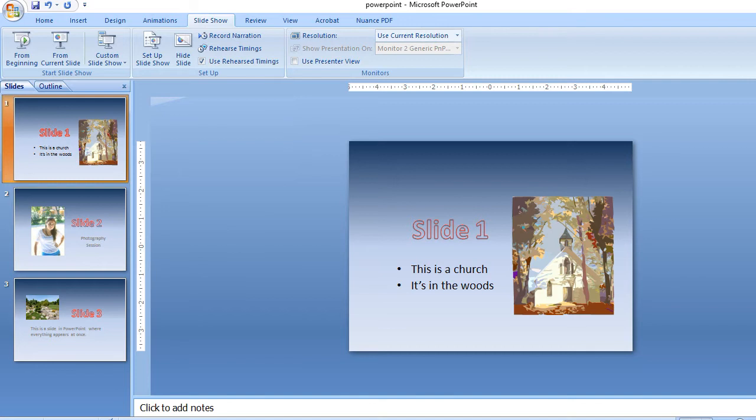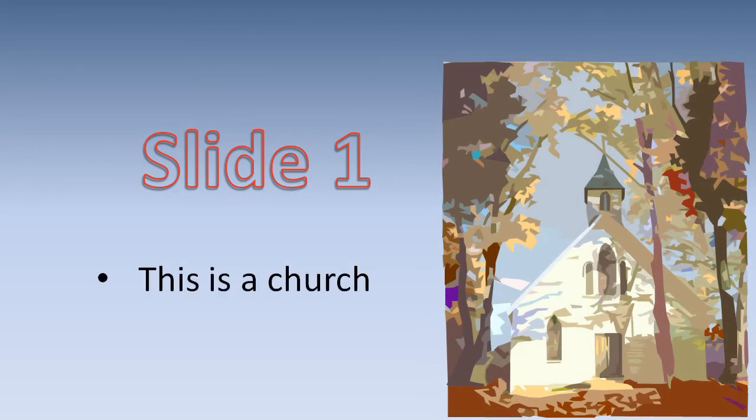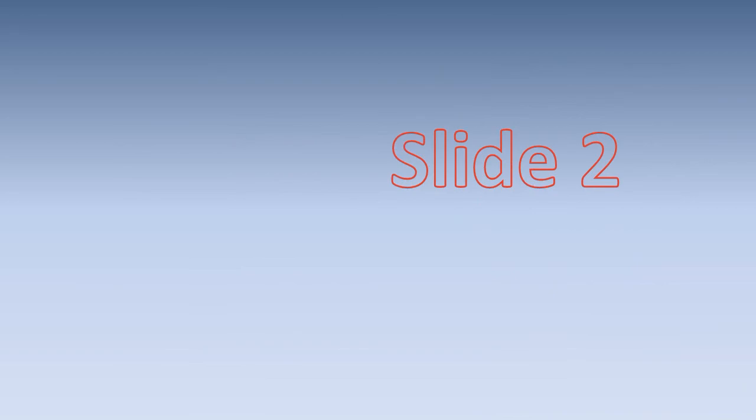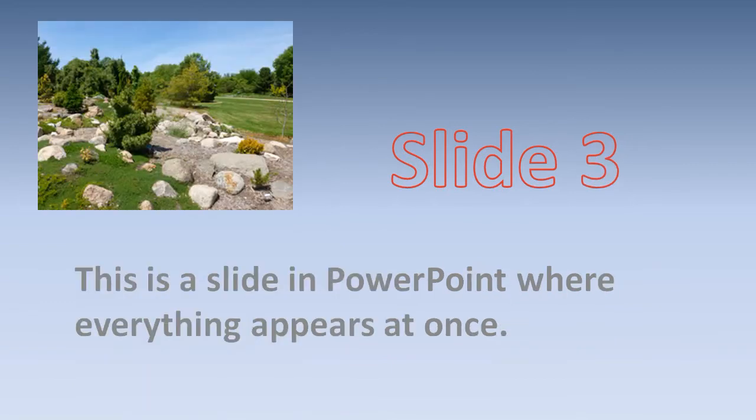I will click on From Beginning, and we'll see how this actually plays out, because two of the three slides are animated. Slide one comes in, followed by the picture. Then, first bullet and second bullet. Then slide two comes in, followed by text, and then the picture. And then slide three comes in all at once.